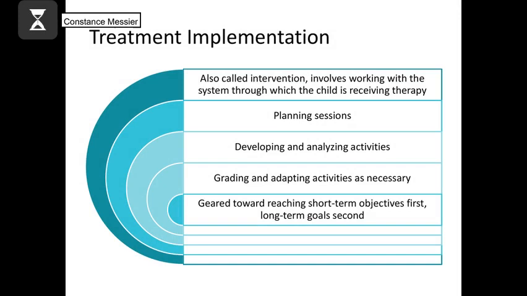All the components we have talked about lead us up to treatment implementation, which is also called intervention. This is what we love to do, and it involves working with the system through which the child is receiving therapy. So we plan the sessions, we develop and analyze activities, we grade and adapt the activities as necessary, and it's geared towards reaching the short term objectives and the long term goals. What is the long term goal? The outcome of intervention, right? That's my target. It's the outcome of intervention.